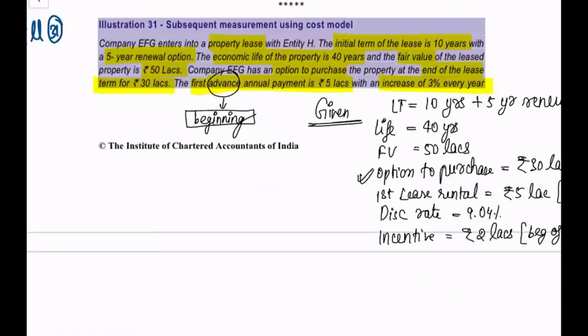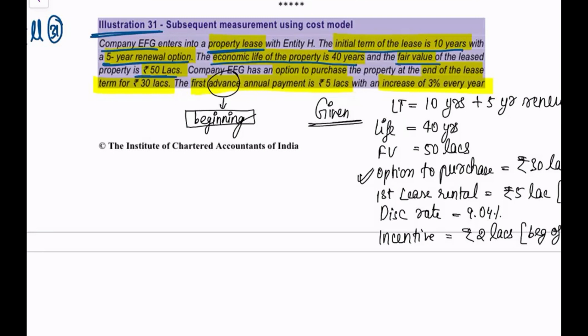So illustration number 31. Here they tell you that company EFG has entered into a property lease. Okay, they have leased a property. Initially, the lease term was 10 years. And there was an option of 5-year renewal. After that, you can extend it for 5 more years. The economic life of the property is 40 years. So economically, you can use it for 40 years, but right now the lease term is only 10 years. And the fair value of the property is 50 lakh rupees.